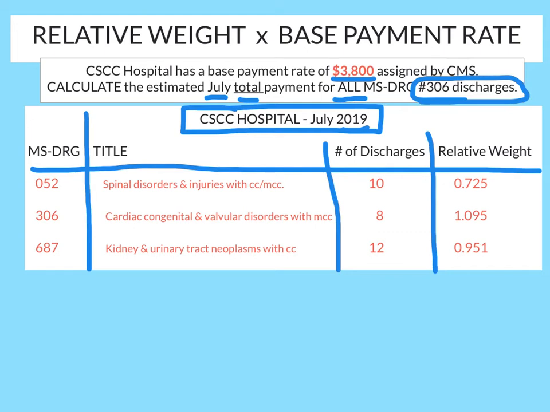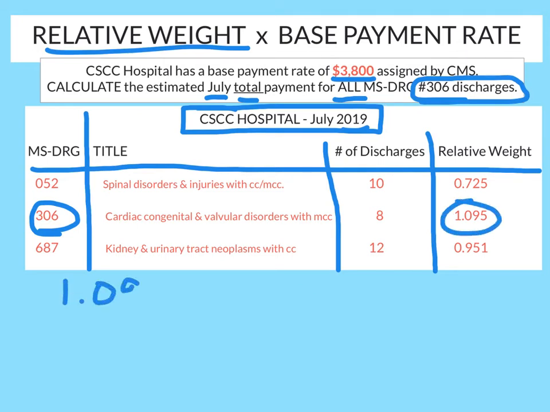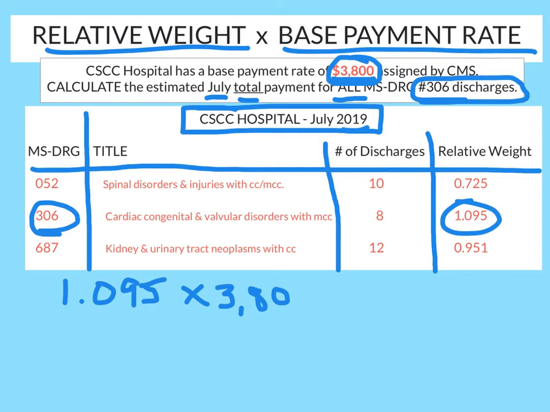So we need to take the relative weight, again assigned by CMS. So for MSDRG 306, that relative weight is 1.095. Multiply that by the base payment rate, which we know for this hospital is $3,800. Sorry, it's hard to write on this screen. And that leaves us with $4,161 per patient.